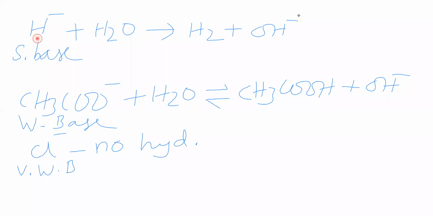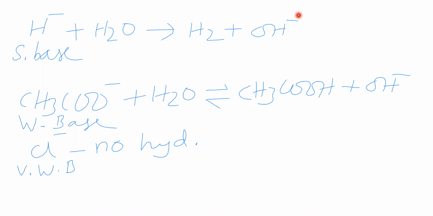H minus is a strong base, therefore complete hydrolysis. Acetate ion is a weak base, therefore it undergoes partial hydrolysis. So a weak base anion is from a weak acid. A weak acid can give a weak base anion, which can undergo partial hydrolysis.